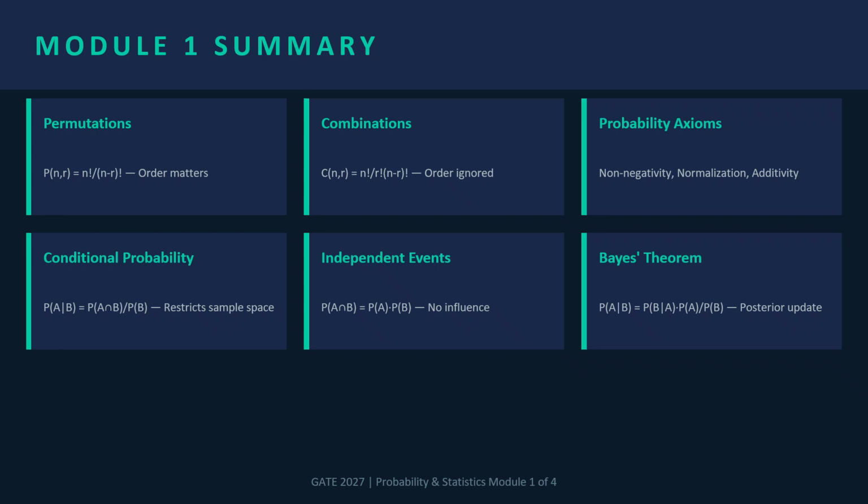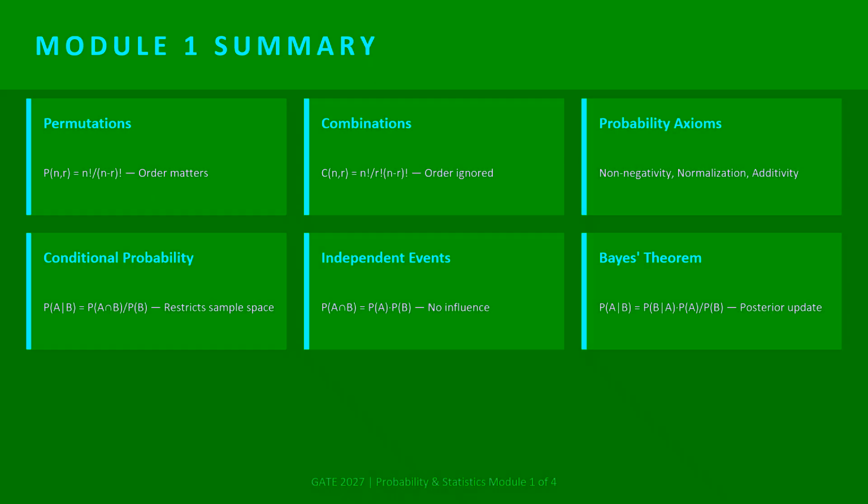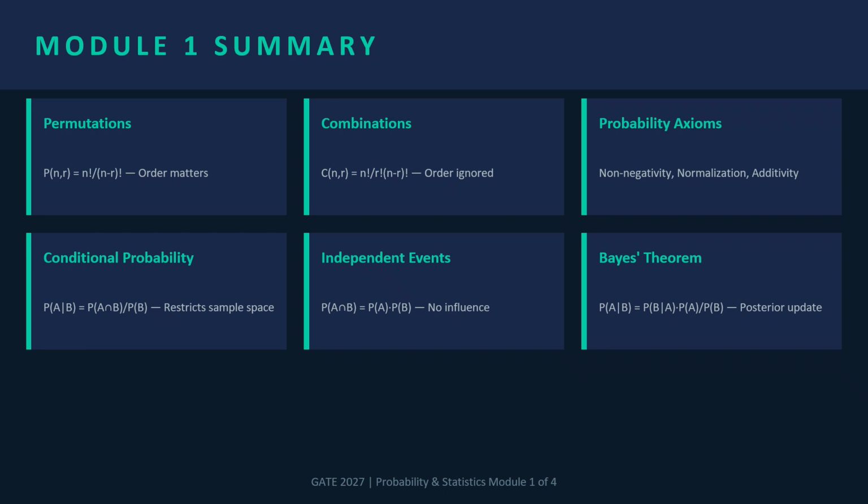Here we are restricting the sample space. Independent events, probability of A intersection B will be equal to probability of A into probability of B because of no influence of each event on the other. In case of Bayes theorem, we are updating our beliefs. Probability of A given B equal to probability of B given A into probability of A by probability of B.